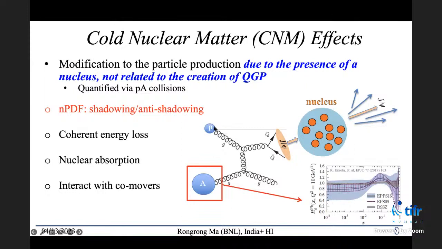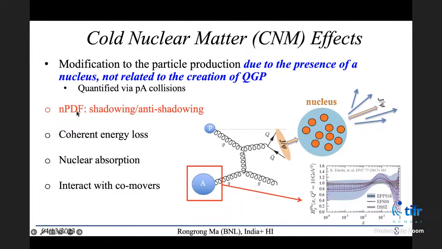Here I have a diagram. You have, for example, a proton and a nucleus coming in. They radiate a gluon, and then one of the gluons can split into a QQ bar and create a J/psi, and the J/psi flies out. So in this process, in each step, there are some modifications compared to, for example, the pp case.